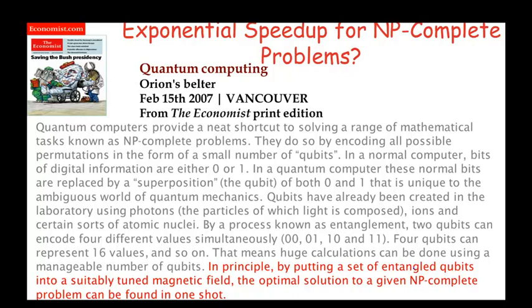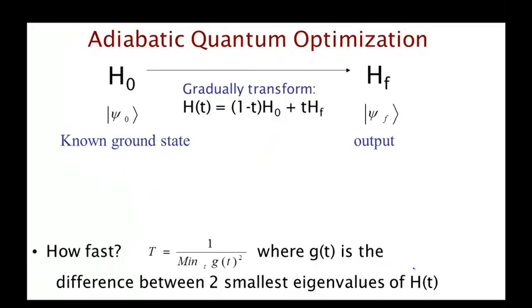But okay, so let me say a little bit in 2 minutes about what adiabatic quantum computing is. So what you do is you design some Hamiltonian H, which is easy to implement, and such that the ground state of this Hamiltonian H sub final is the output. It's the output to the problem that you're trying to solve.